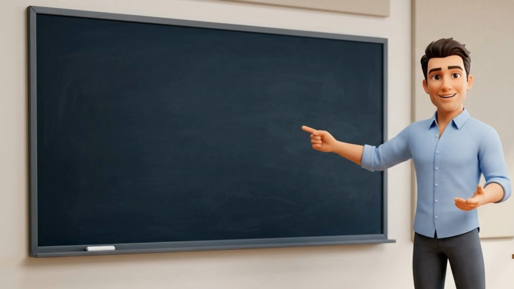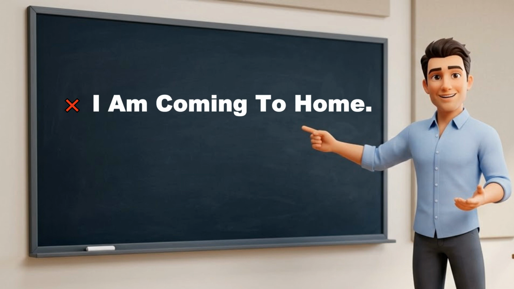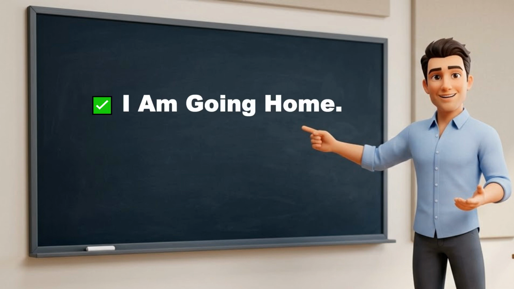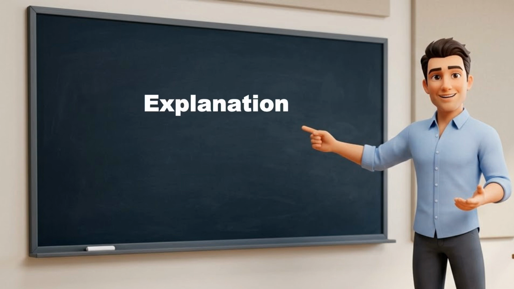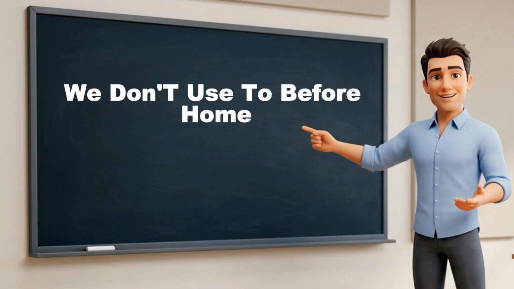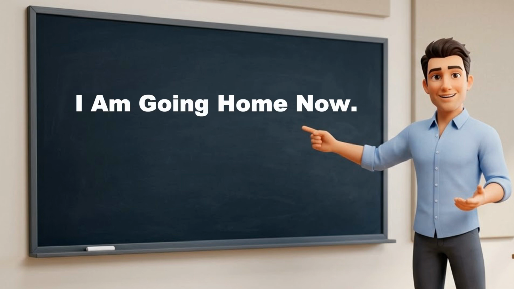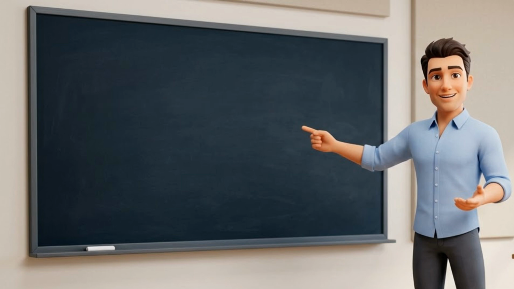6. Going home. Wrong, I am going to home. Wrong, I am coming to home. Right, I am going home. Right, I am coming home. Explanation. We don't use to before home. Practice. I am going home now. She is coming home. They went home early.